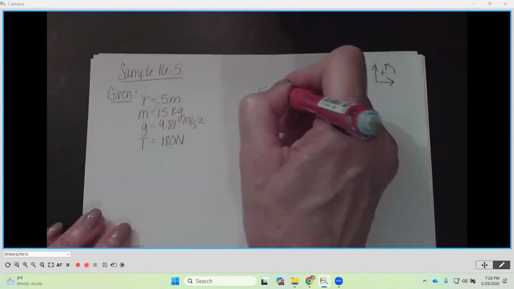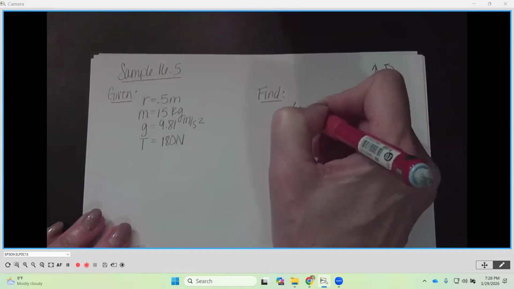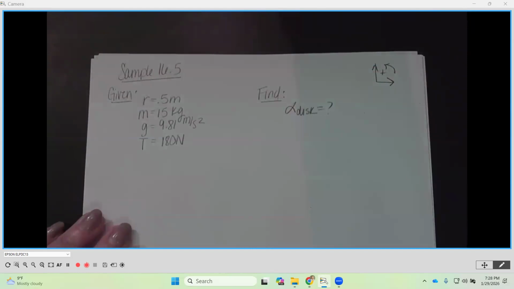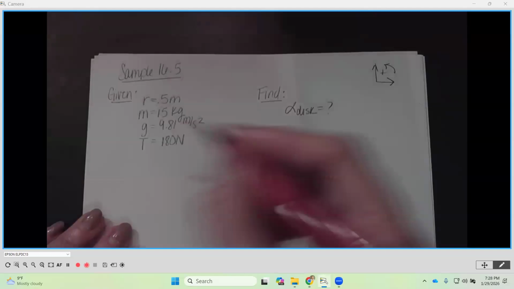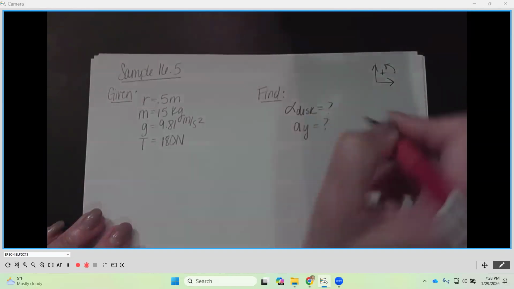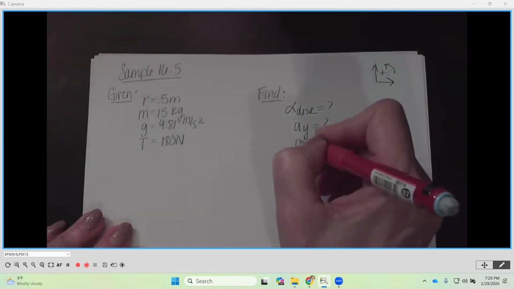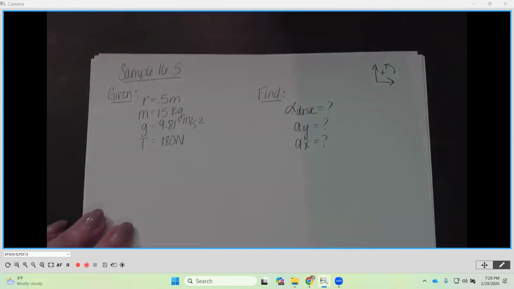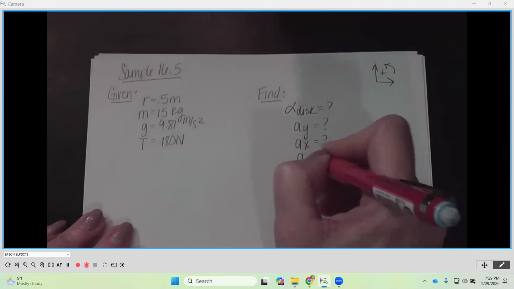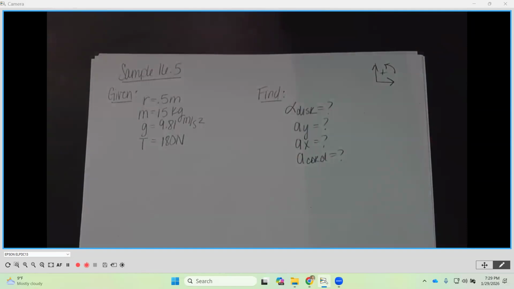What we need to find is the angular acceleration of the disk. What is the acceleration or deceleration of that disk? It should be acceleration because we're pulling on it. What is the straight line acceleration in the Y direction of the center of that disk? What is the acceleration in the X direction for the center of that disk? And then lastly, what is the acceleration of that cord as we're pulling it up?